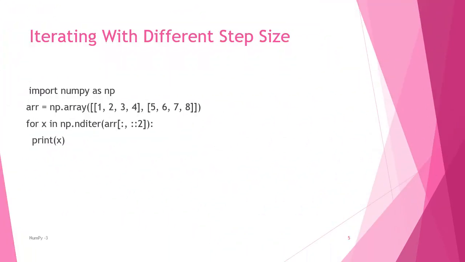Next, iterating with different step size. This nditer function not only helps to iterate through elements one by one, we can also skip a few elements in between. See the example. Here the step size is specified as 2, which means that alternate elements are skipped while iterating. So the result is 1, 3, 5 and 7. By using a step size value in the nditer function, it helps to iterate through an n-dimensional array by skipping a few elements. If it is 2, it will skip one element in between.